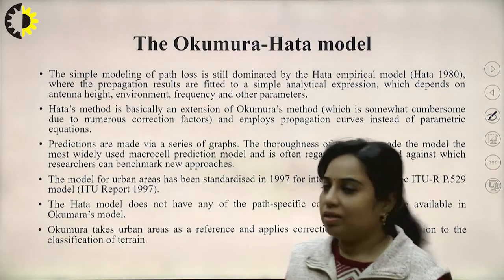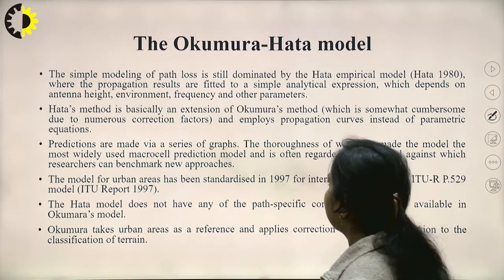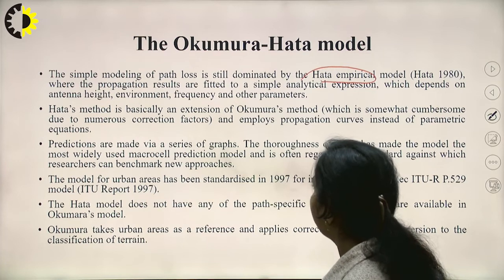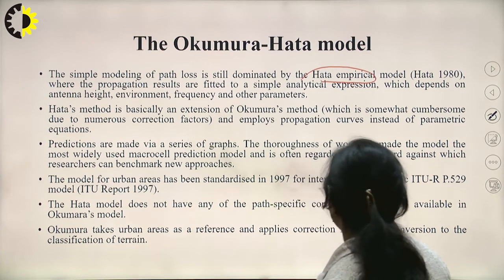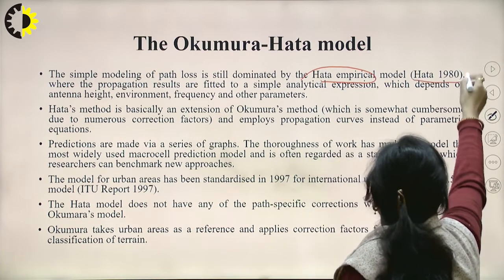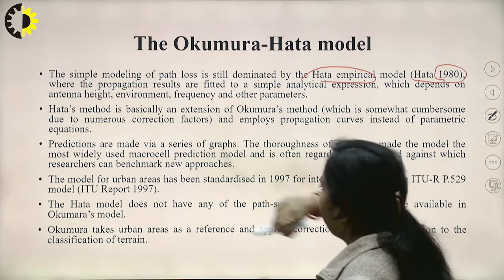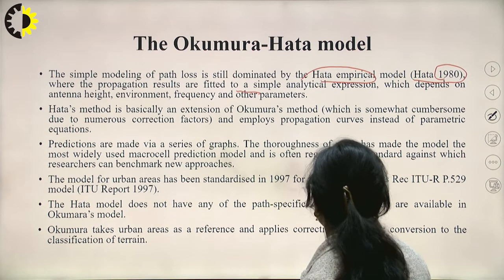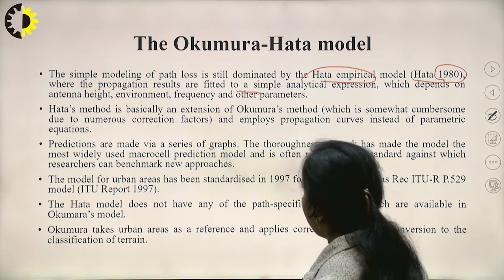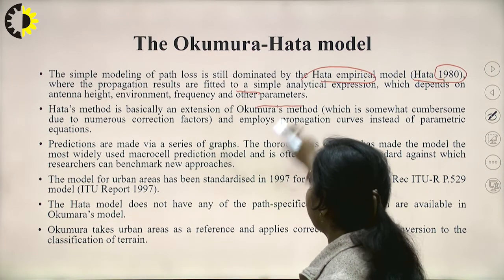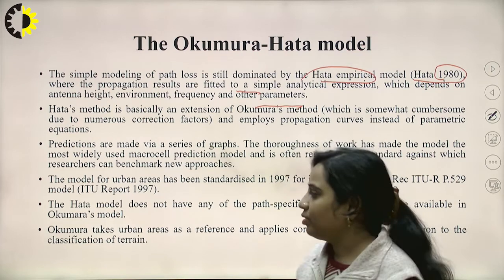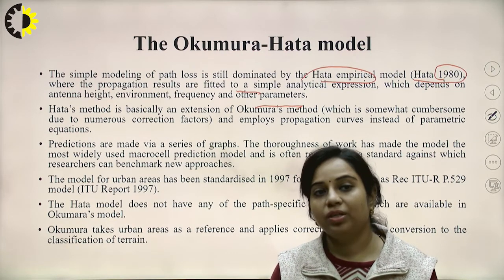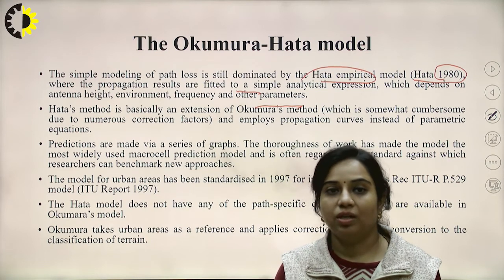Now, the simple modeling of path loss is still dominated by the Hata model. After the Okumura model, there is the Hata model, which was explained in 1980, where the propagation results are fitted to a simple analytical expression which depends on antenna height, environment, frequency and other parameters. These are some of the parameters that you have to consider while designing the Okumura and Hata model, because these are outdoor models, not indoor models.